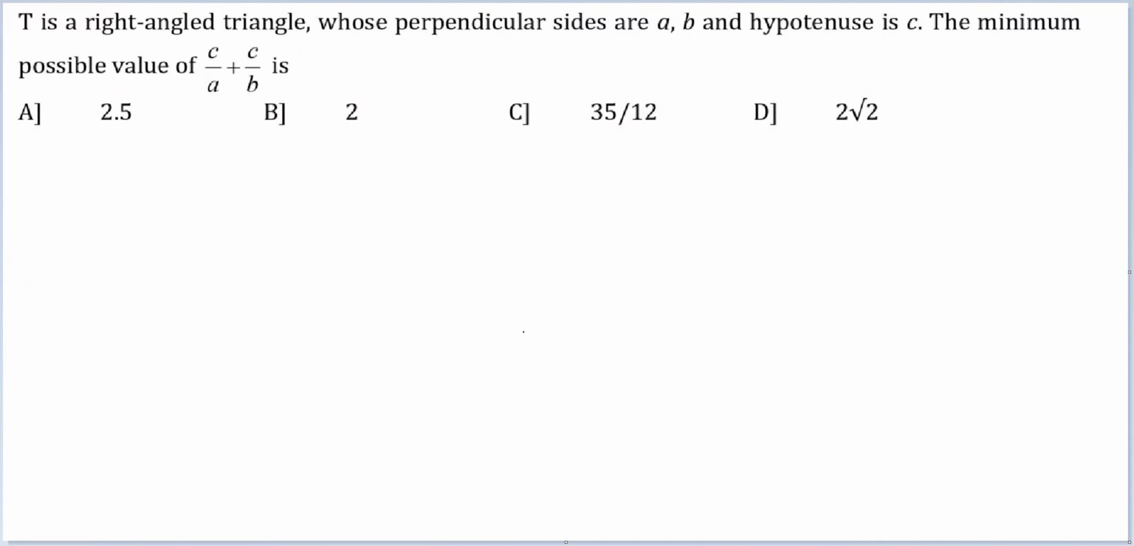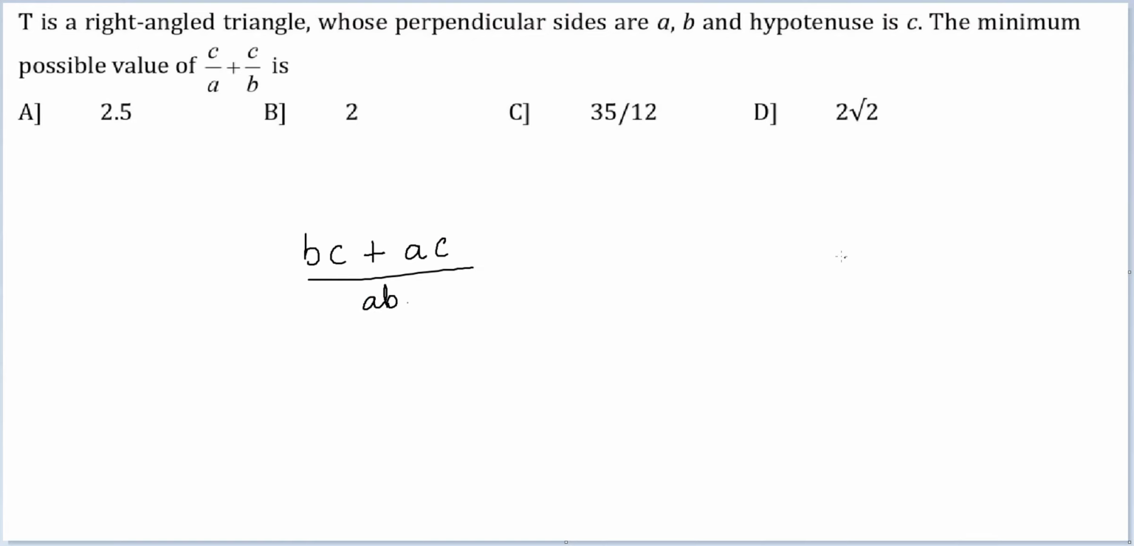Let's look at this question. T is a right angle triangle whose perpendicular sides are A and B and the hypotenuse is C. The minimum possible value of C by A plus C by B is. Okay. If I want the minimum possible value, this is C by A plus C by B, which is the expression I'm dealing with.